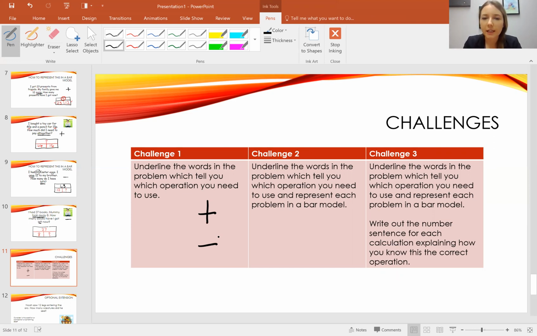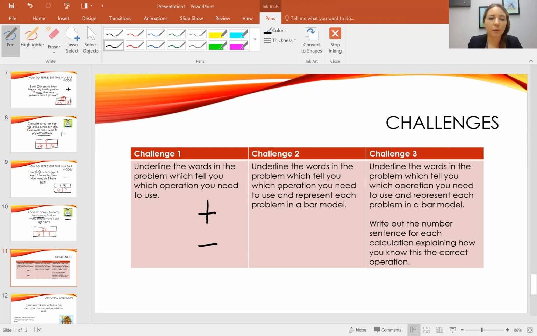If you want to try challenge 2, then I want you to underline the words in the problem which tell you the operation you need to use, so the same as challenge 1, and then represent each problem in a bar model like we've just been doing. If you'd like to have a go at challenge 3, you're going to do all of those things. So underline the words in the problem, tell us whether it's addition or subtraction, represent it in a bar model, and then write out the number sentence for each one, explaining how you know that that's correct.